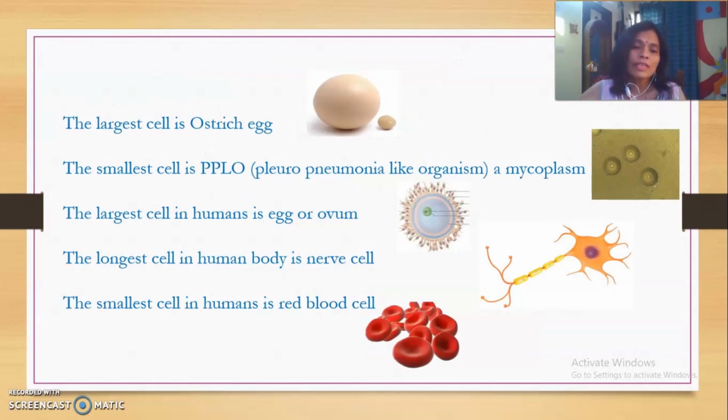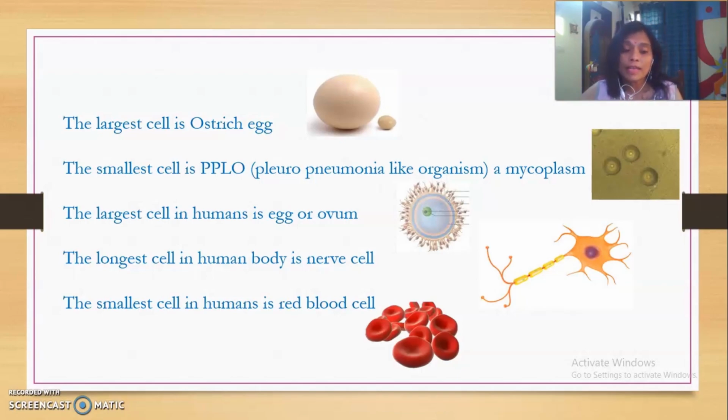Now of the various cells, there are a few points which you should know and remember. The largest cell is the ostrich egg. You can see here on the screen the ostrich egg, and just beside that ostrich egg is the hen's egg. The difference you can see. So the largest cell is the ostrich egg, and the smallest cell, which is microscopic, we call it PPLO, Pleuro Pneumonia like organism. It's a type of mycoplasmic bacteria.